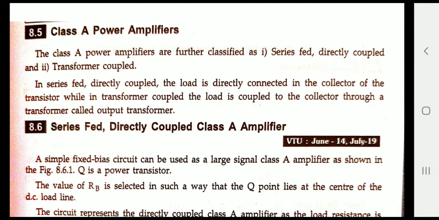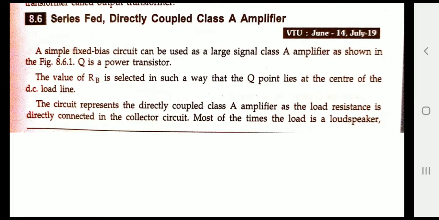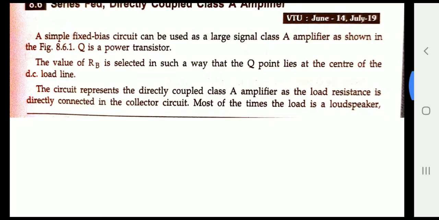In class A power amplifiers, it is further classified as series fed directly coupled class A amplifier and transformer coupled class A power amplifier. Here first we will start with the series fed directly coupled class A amplifier. It uses a fixed bias circuit with a large signal class A amplifier, which we will show right now, where it uses a power transistor with Q as an operating point. Now we will focus on the circuit diagram.